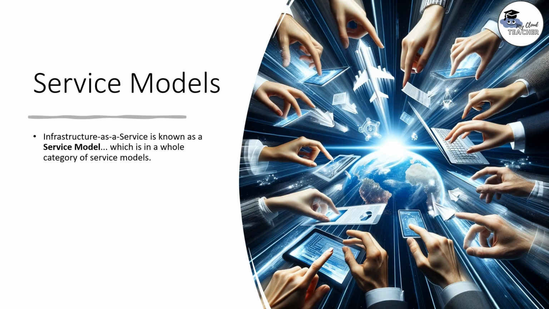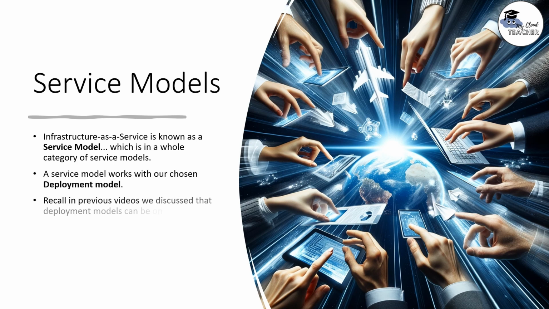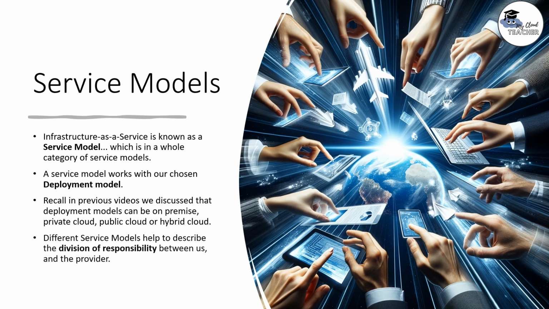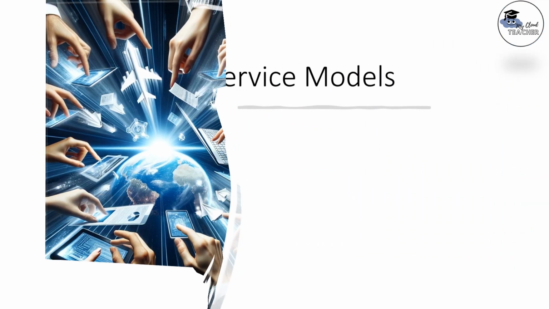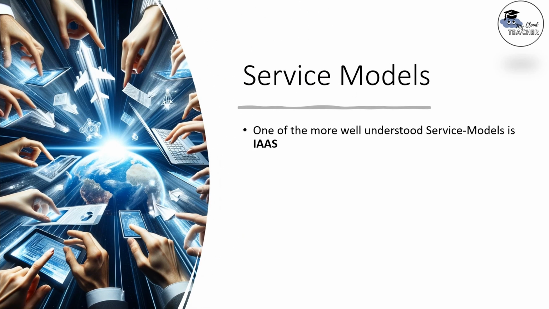Infrastructure as a service is known as a service model, which is actually in a whole category of service models. A service model works with our chosen deployment model. Recall in previous videos we discussed that deployment models can be on-premise, private cloud, public cloud, or hybrid cloud. Different service models help to describe the division of responsibility between us and the provider. One of the more well-understood service models is IaaS.